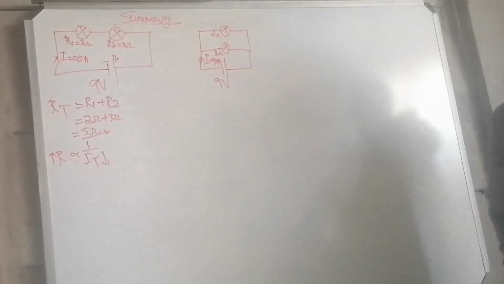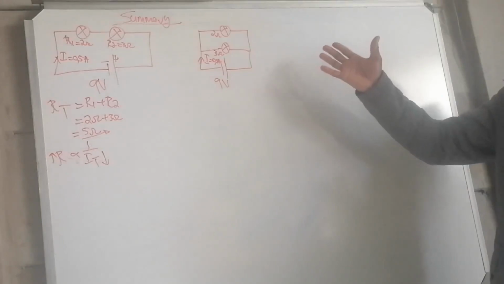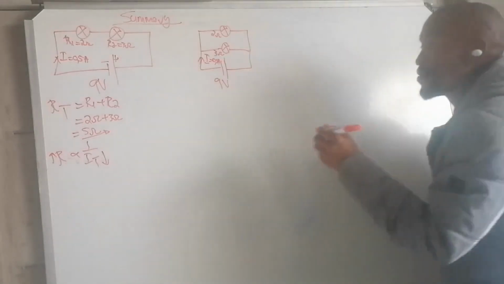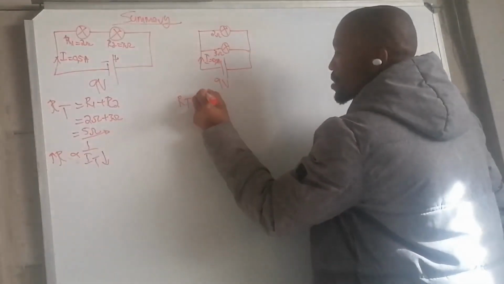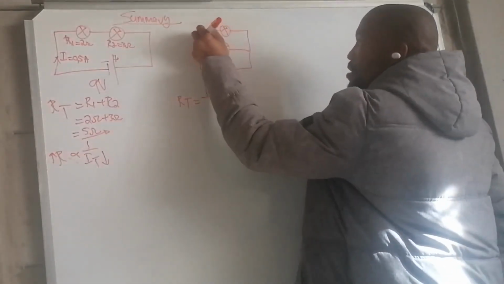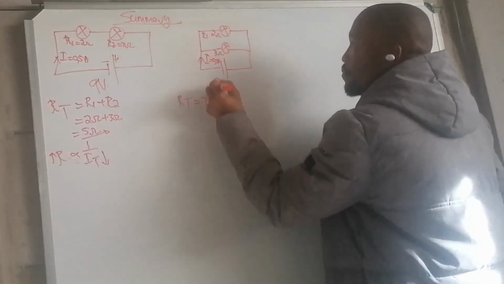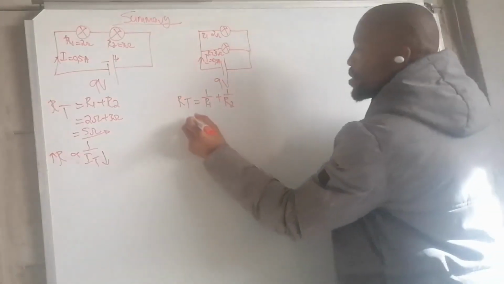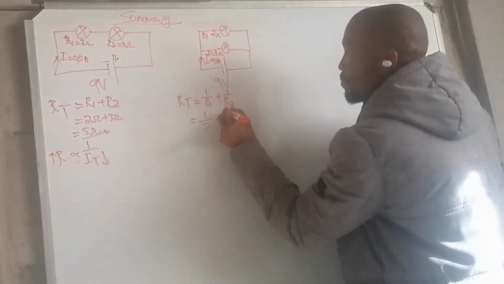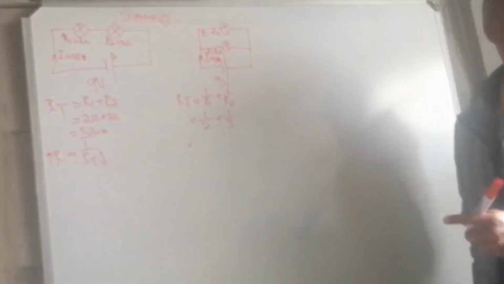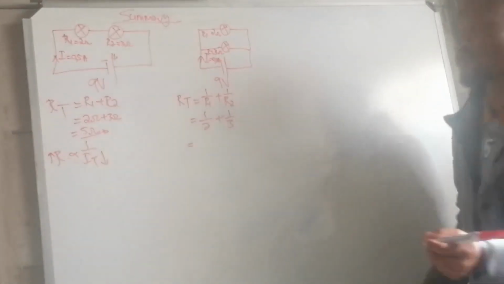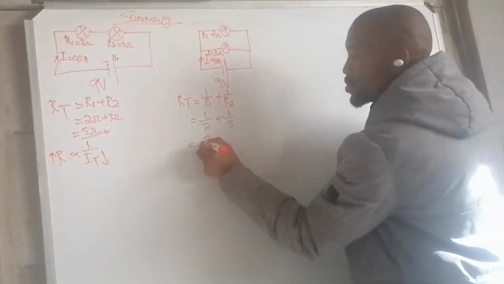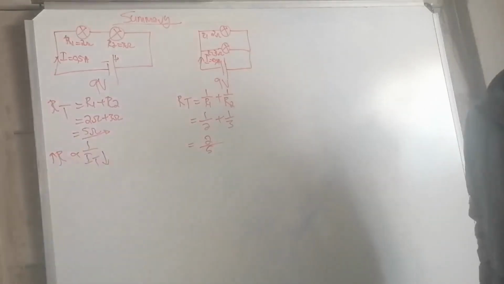Now we know, according to the experiments, that in a parallel configuration, the total resistance decreases. So the total resistance will be 1 over R, equals 1 over R1 plus 1 over R2. So what is going to happen here? 1 over 2 plus 1 over 3. For the LCD, you would just say 2 times 3 gives you 6. So you will have 6. And then you will just say 3 plus 2, which is 5. And then what is 5 divided by 6?